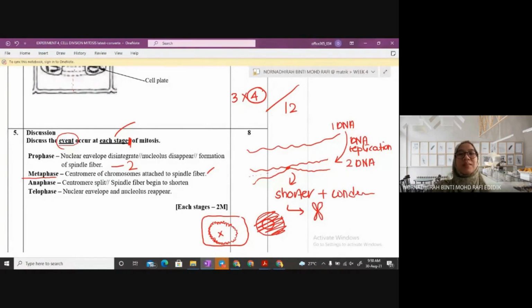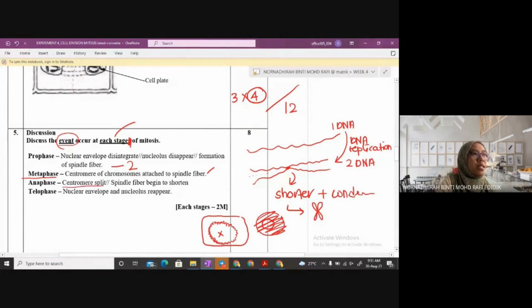Ni sila cari jawapan kepada persoalan saya ni. Plant cell has no centrioles, but there is spindle fiber. How do plant cell produce spindle fiber if there is no centriole? Okay, cari jawapannya, nanti saya akan tanya dalam tutorial. Okay, and then what happened during anaphase? What happened during anaphase?